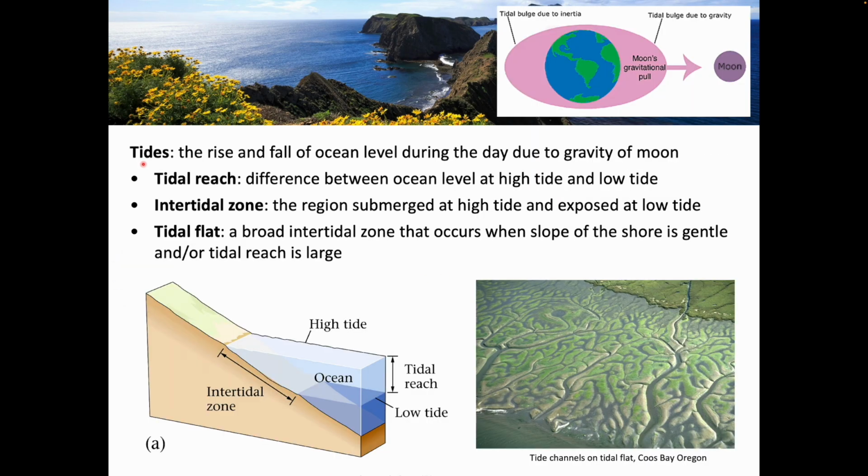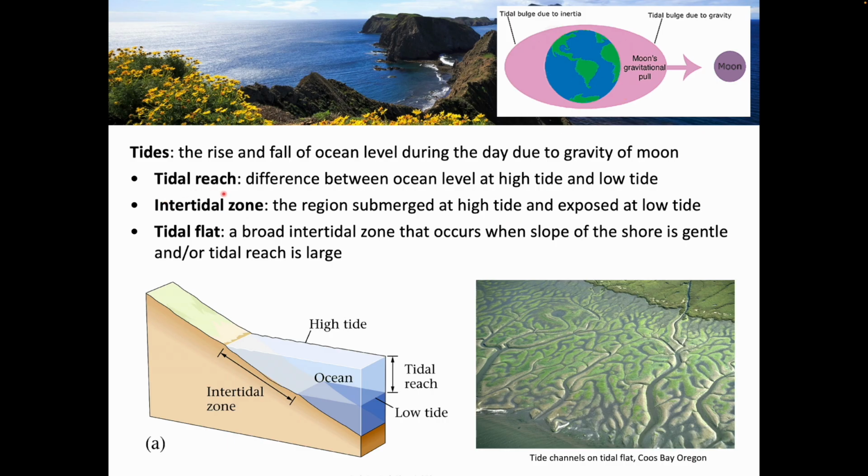Sea level is affected by tide, and tide is the rise and fall of the ocean level during the day due to the gravity of the moon. We see a diagram of that in the upper right here, where the moon's gravitational pull actually bulges out the ocean water and creates a rising and falling action of sea level over the course of the day.